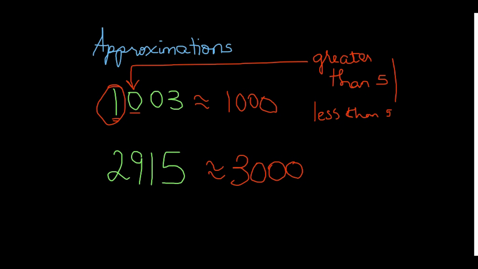So this is a case where the digit was 5 or greater than 5, and we added 1 to the position we're rounding off to, and everything else gets replaced with zeros, right? So nice. The approximations being extended into other types of approximations.